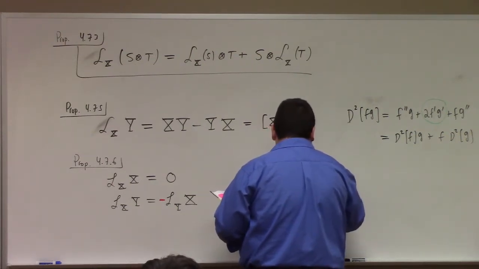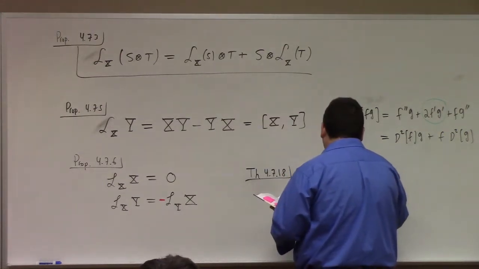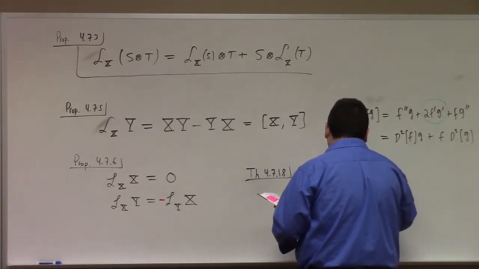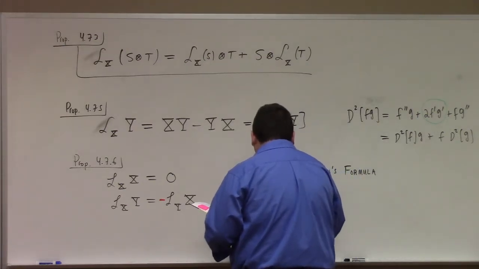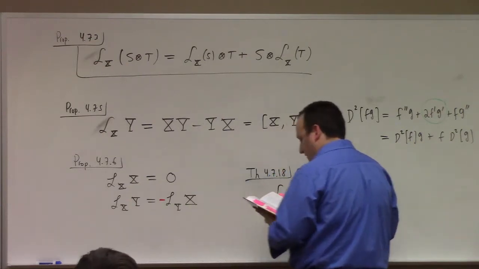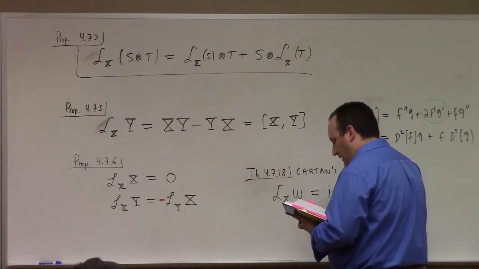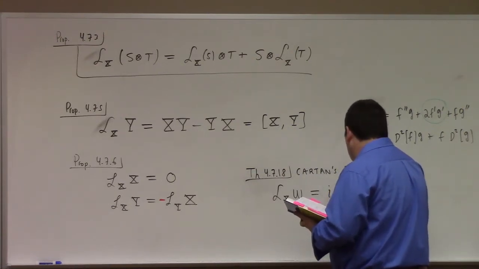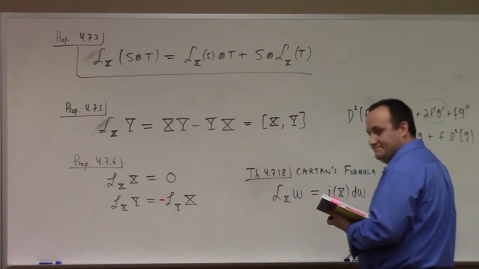This is Cartan's formula. And this interlinks all these different ideas. It says that the Lie derivative in the vector field X direction of a differential form omega is equal to the evaluation at X, the interior product of X with the exterior derivative of omega.